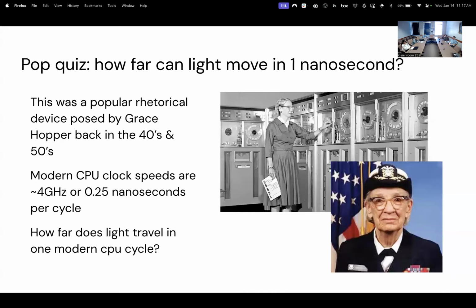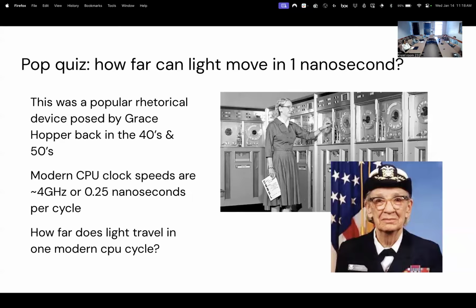So super fascinating history, but this was a rhetorical device that she often used even back in the 40s and 50s to talk about, it's surprising, a lot of people would think it would be much further, but light is the fundamental speed limit of the universe. So when we're talking about modern computers, we're bumping up against that.